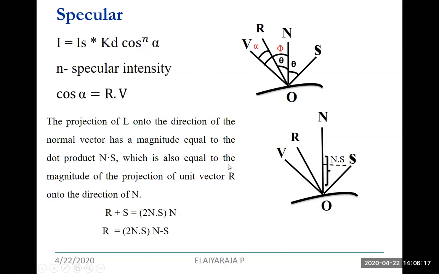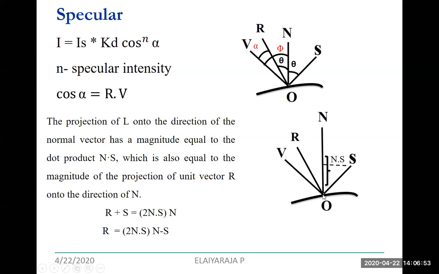So here the projection of L onto the direction of the normal vector has magnitude equal to the dot product of n and s, the normalized vector and the source of the light, which is also equal to the magnitude of the projection of the unit reflection vector r onto the direction of n.